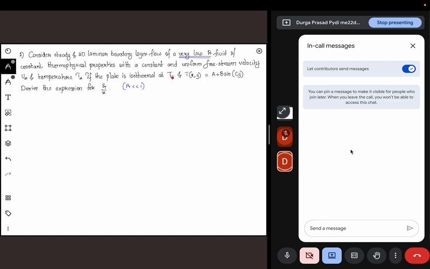If the plate is isothermal at T_W, and we are assuming the profile, like I said, in all this integral thing, we have to assume some particular profile, and we are assuming it to be A plus B sin C1 y. Assuming this profile, solve the energy integral equation that you already have, and then determine the value of delta T by x.